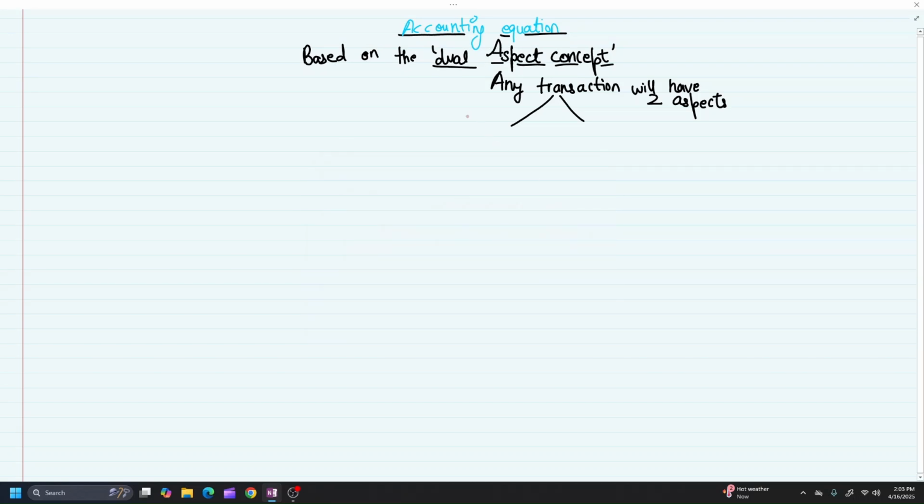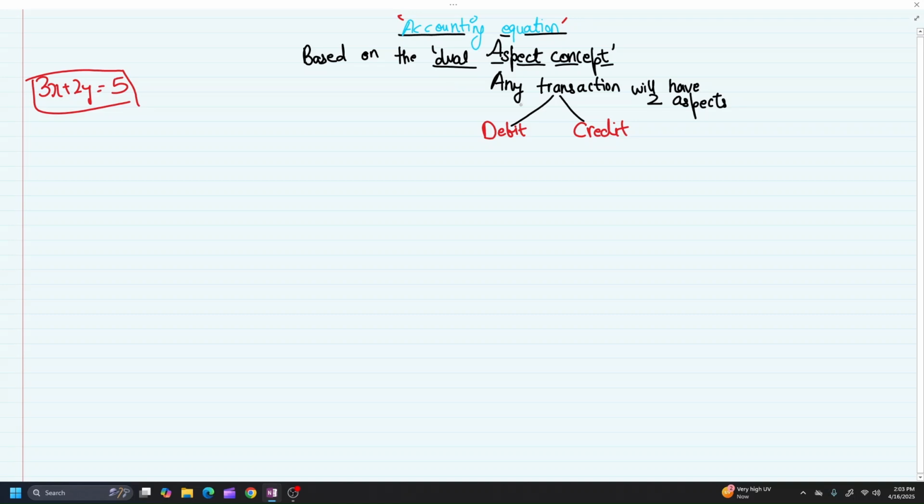Two aspects, that would be debit and credit. Okay, let me now try to make you understand what is accounting equation. Like in maths you have been doing so many equations, like 3x plus 2y is equal to 5. This is an equation. Similarly, even accounts have some equations that we are going to look forward to in this chapter, and this accounting equation is derived from the dual aspect concept.